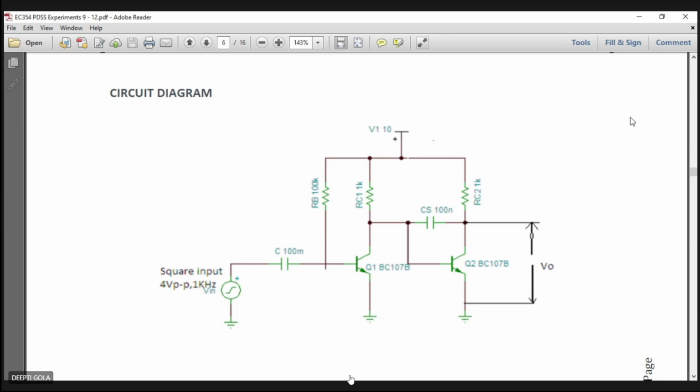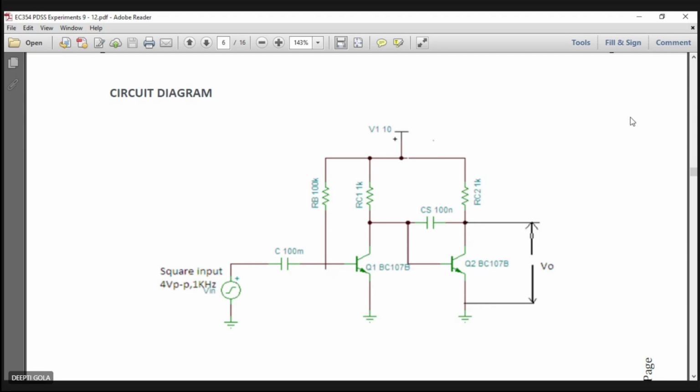Initially we are giving a pulse at Q1, and it can be a square input. Initially we assume that Q1 is in the on state and Q2 is in the off state. At this point of time, the voltage across the capacitor CS will be VDD or V1, which we have applied at the top, 10 volts.